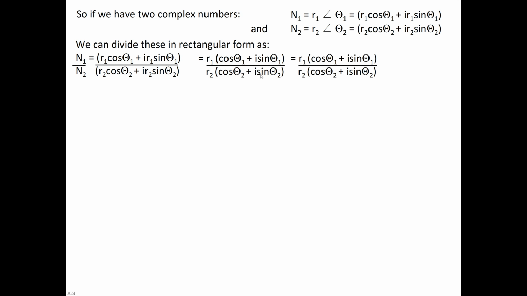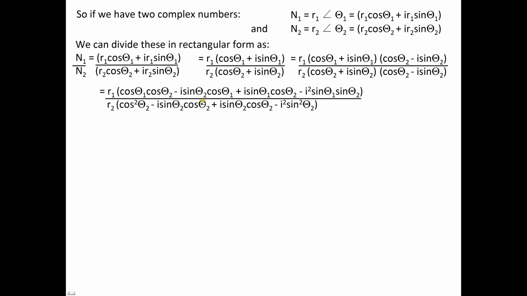Let's multiply the top and the bottom of the equation by the complex conjugate of this denominator part. So we're multiplying the top and bottom by, instead of cos theta 2 plus I sine theta 2, we're going to multiply it by its complex conjugate, cos theta 2 minus I sine theta 2, and we're going to multiply the top by the same value.